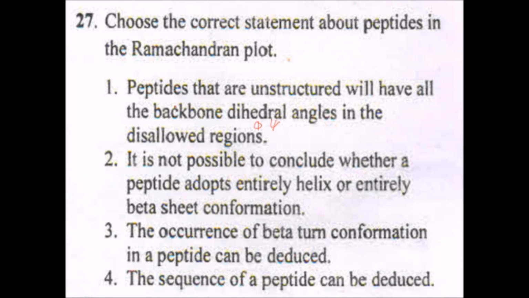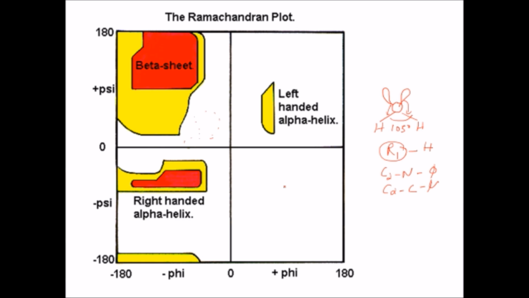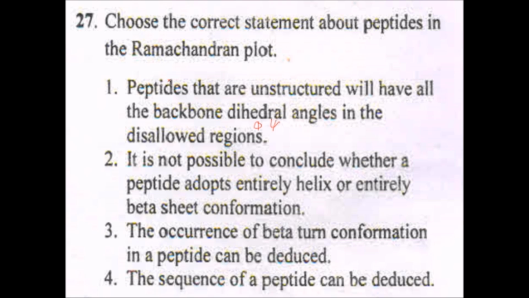Now, this is not possible. All the unstructured peptides will have the dihedral angles in the disallowed region. There may be a possibility that they can be in the allowed region. The second point is that it is not possible to conclude whether a peptide adopts entirely helix or entirely beta sheet conformation. It was clearly mentioned that the residues can be in the beta sheet or alpha helical region. So this is also not true for the Ramachandran plot.